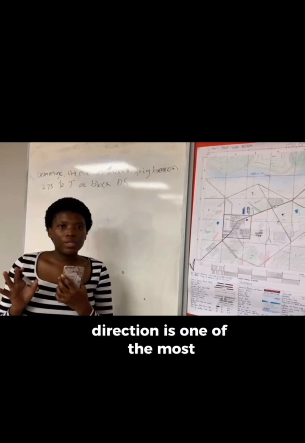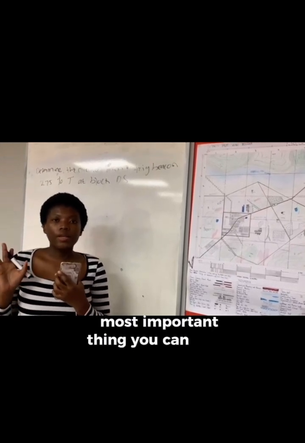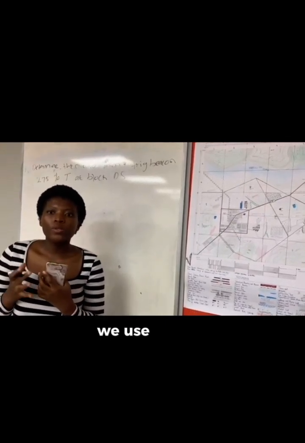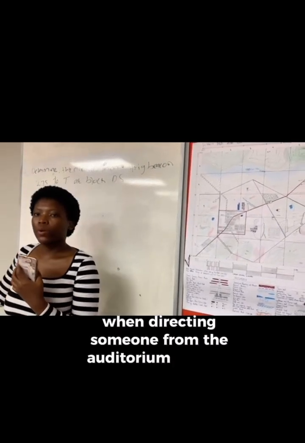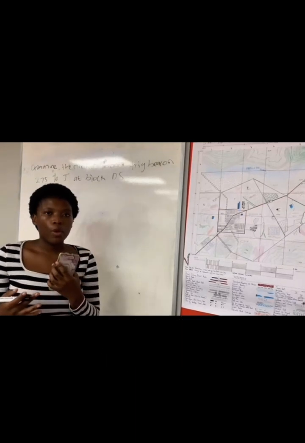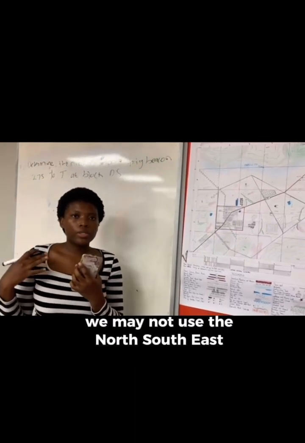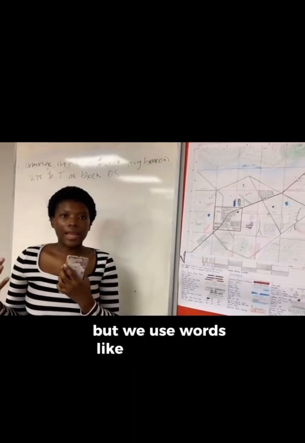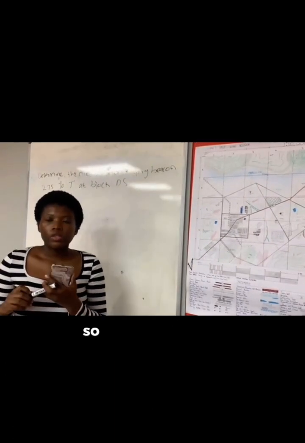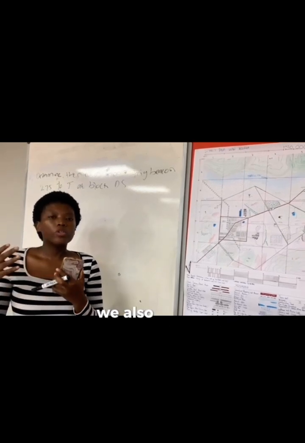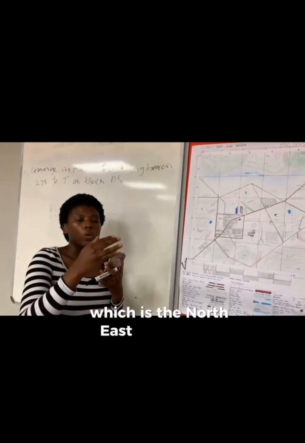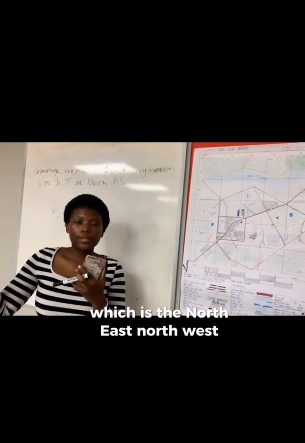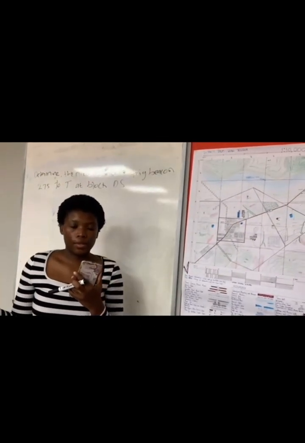Direction is one of the most important things you can learn from a map. We use direction daily. For example, when directing someone from the auditorium to LT12, we may not use north, south, east, west, but we use words like left and right. So when we speak of direction, we also consider intermediate directions, which are the northeast, northwest, southeast, and southwest.